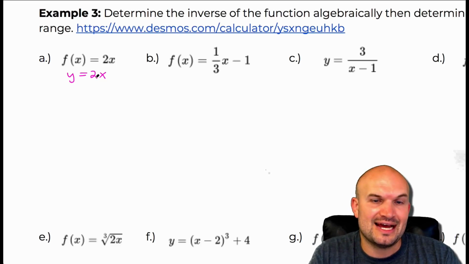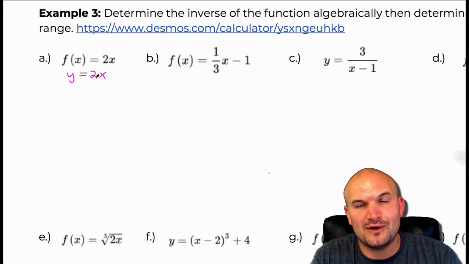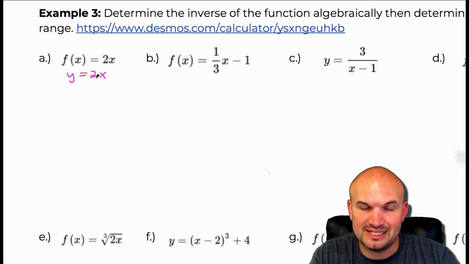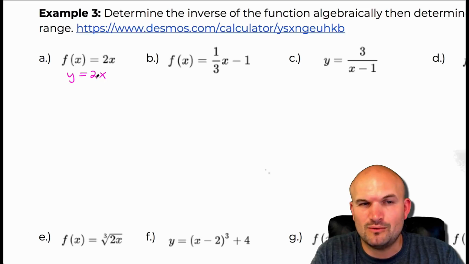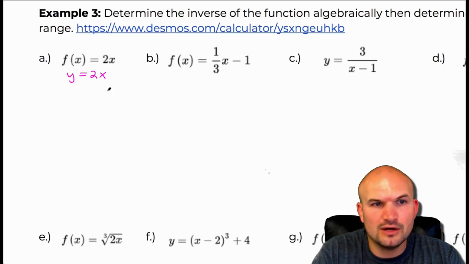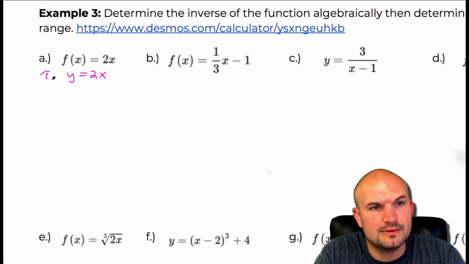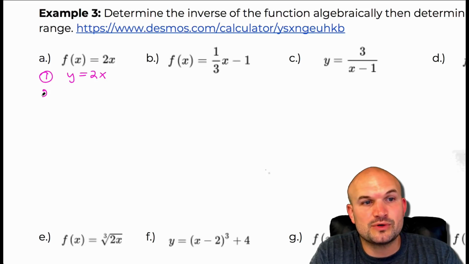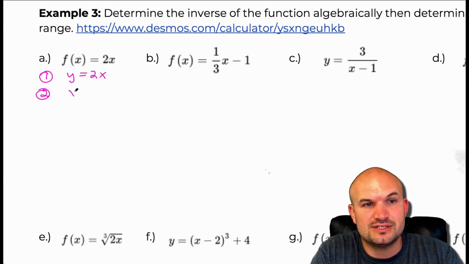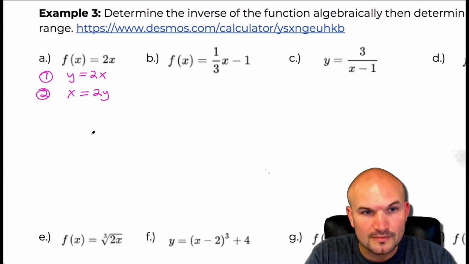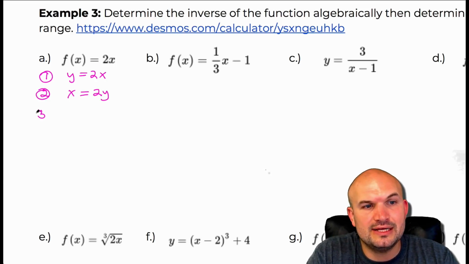Just remember, the idea is when you solve for f of x, you're actually solving for the inverse function. So that's why using the y is also still helpful. Okay, so that's step number 1. Now, step number 2 is we're going to swap the x and the y's. So I'll just say x equals 2y. Okay, and then step number 3 is just solve for y.